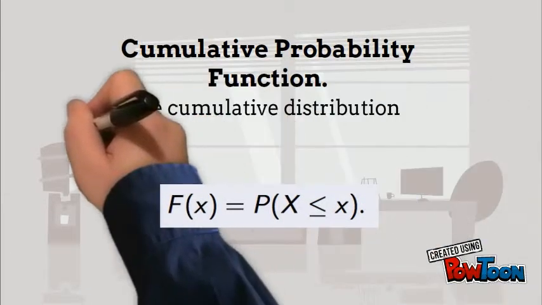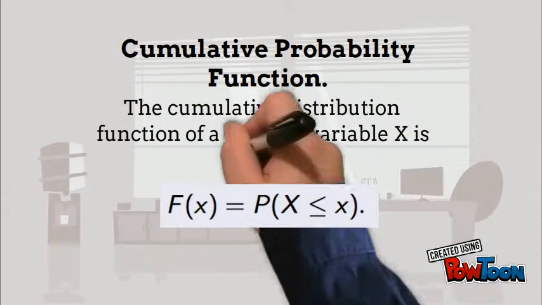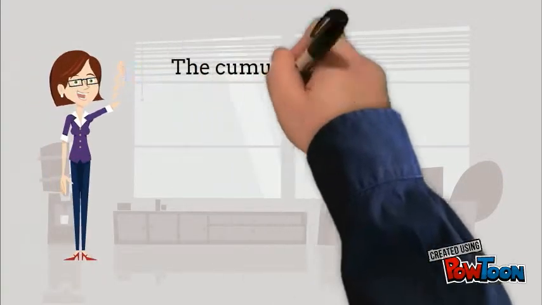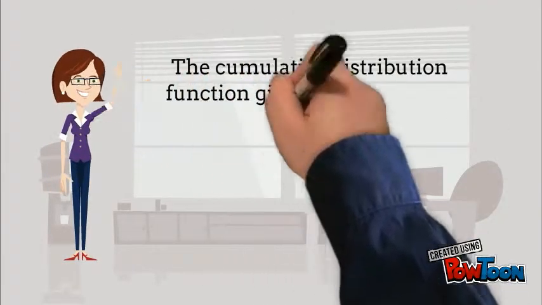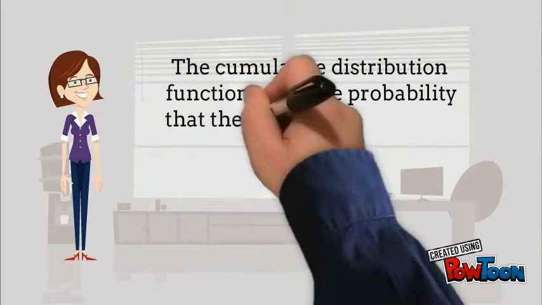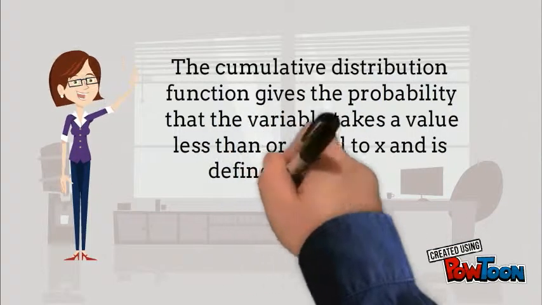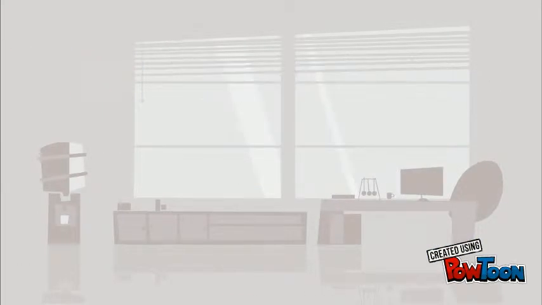The cumulative distribution function of a random variable x is a function. The cumulative distribution function gives the probability that the variable takes a value less than or equal to x and is defined for all real x.